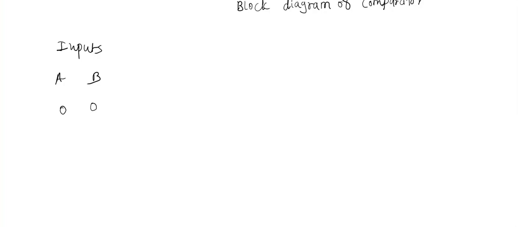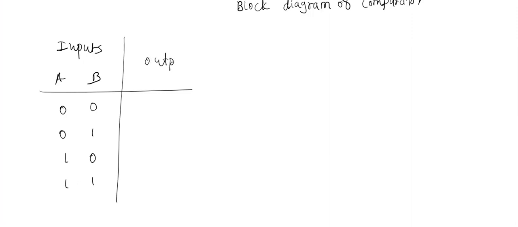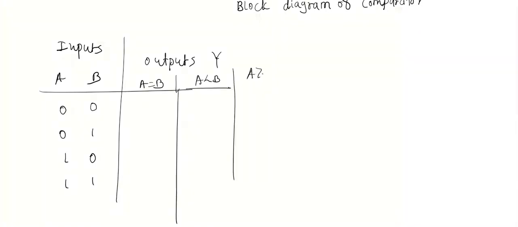When I am taking 2 inputs, then 2 raised to 2, that is 4, input combinations are possible. So 0 0, 0 1, 1 0 and 1 1. The inputs will be either 0 0, 0 1, 1 0 or 1 1. And at that time the output Y generated by the 1-bit comparator will be either A equal to B, A less than B, or A greater than B.